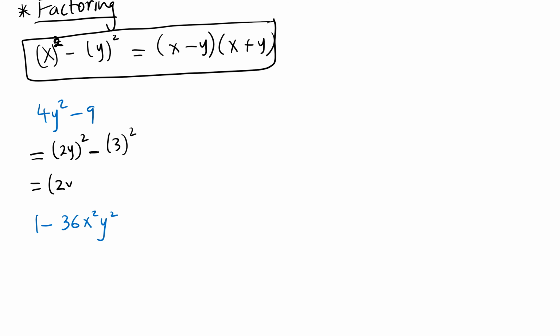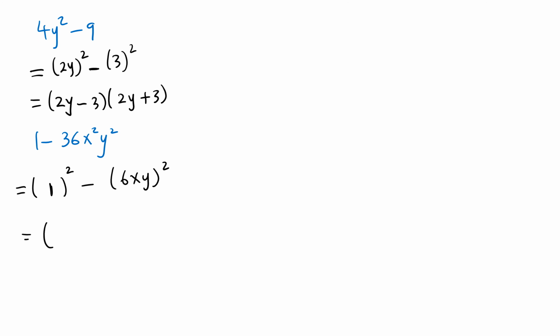Now it's 2y minus 3, 2y plus 3. Here, same thing, 1 squared minus 6xy squared. That gives us 1 minus 6xy, 1 plus 6xy.